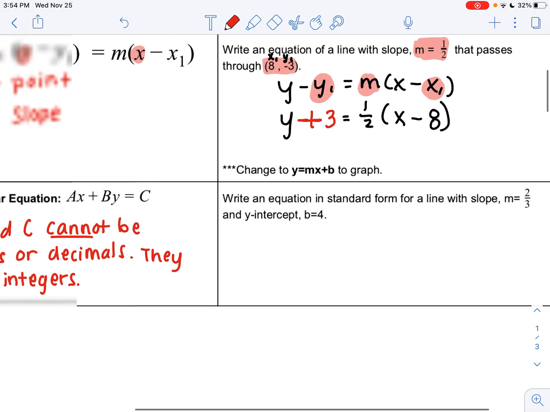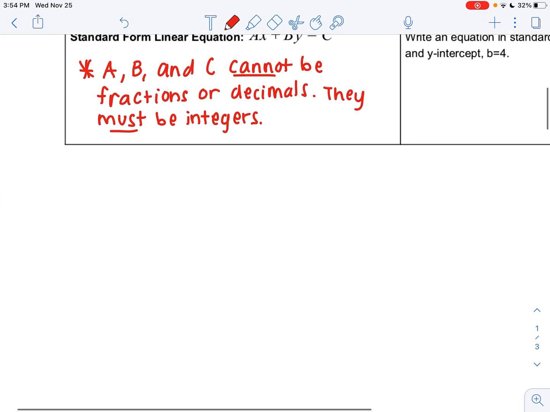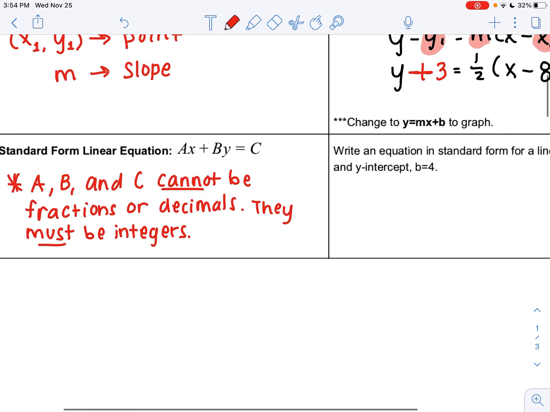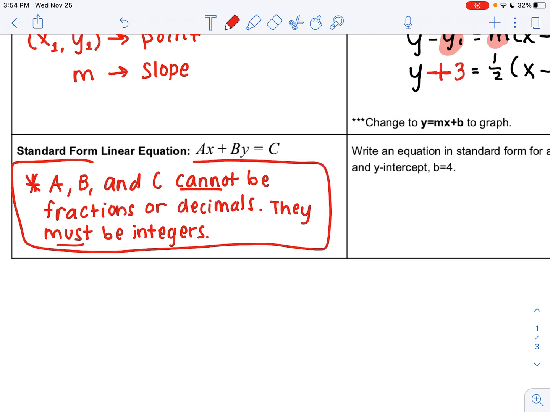Okay. So the last form that we're going to talk about is standard form. Actually, do we have another form? Oh no, that's it. Standard form, which is ax plus by equals c. Okay, so a, b, and c, this is a part of the formula. You have to know a, b, and c cannot be fractions or decimals. They must be integers. What is an integer?